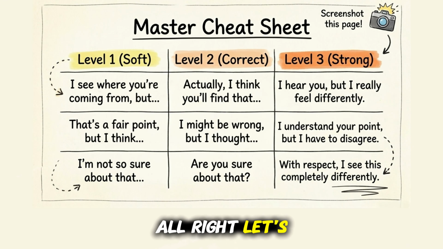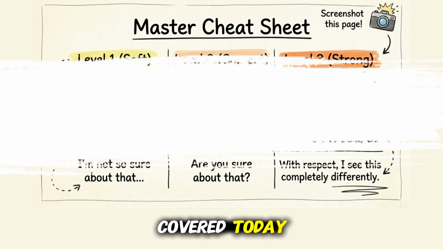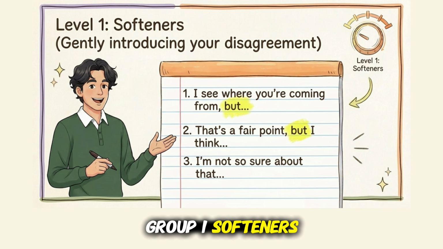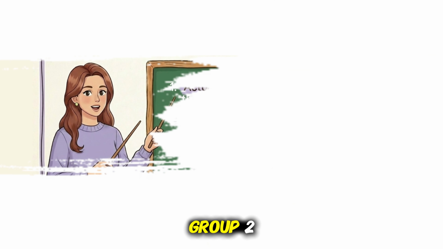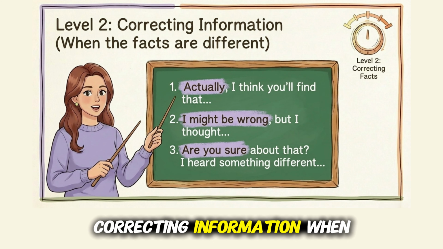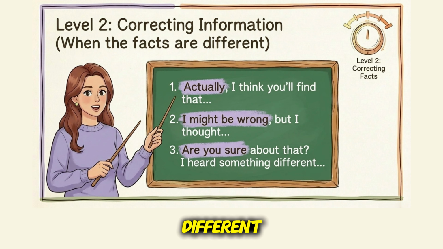All right, let's bring it all together. A quick review of everything we covered today. Group 1, Softeners, to gently introduce your disagreement. I see where you're coming from, but that's a fair point, but I think I'm not so sure about that. Group 2, correcting information, when the facts are different. Actually, I think you'll find that I might be wrong, but I thought, are you sure about that?